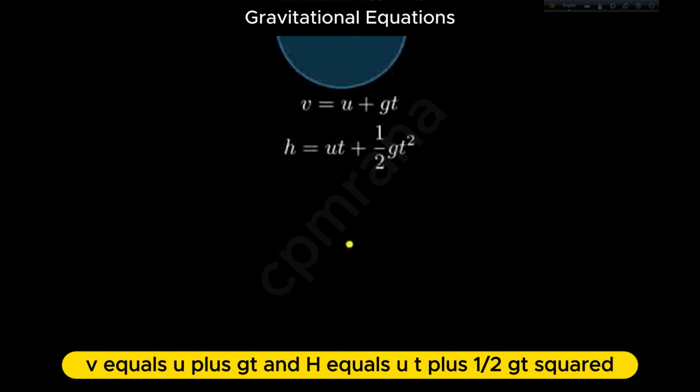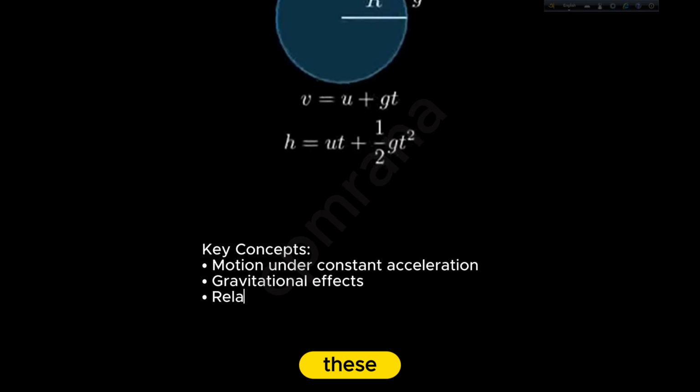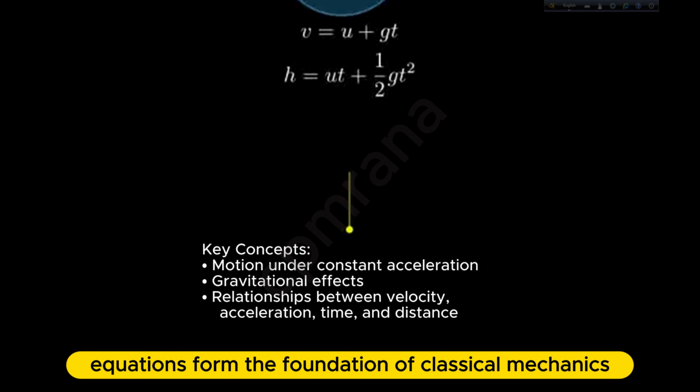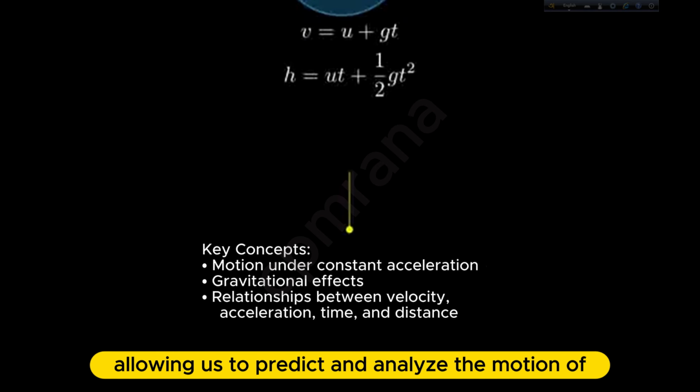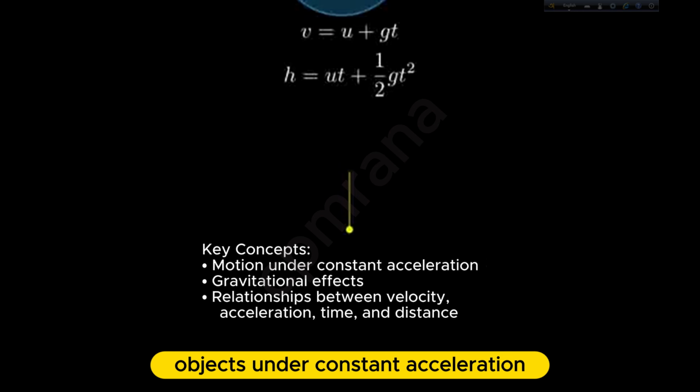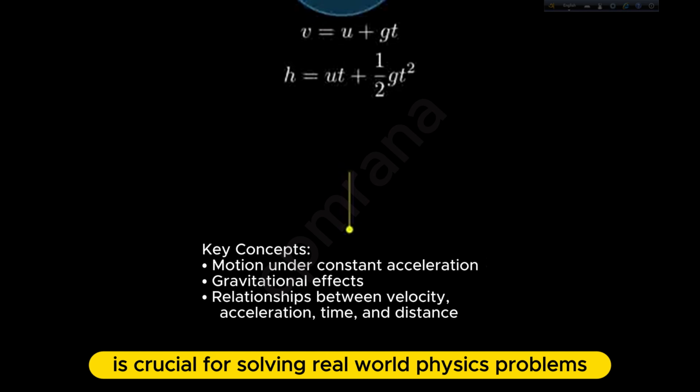v equals u plus gt, and h equals ut plus 1/2 gt squared. These equations form the foundation of classical mechanics, allowing us to predict and analyze the motion of objects under constant acceleration and gravitational forces. Understanding these relationships is crucial for solving real-world physics problems.